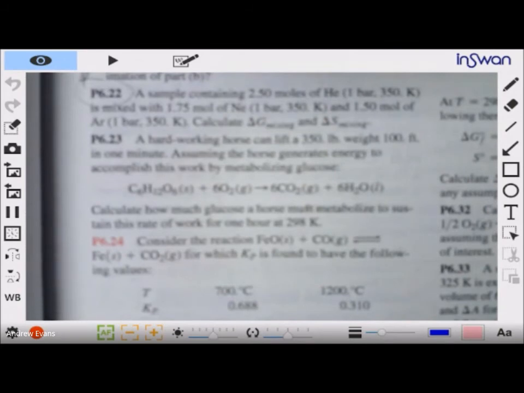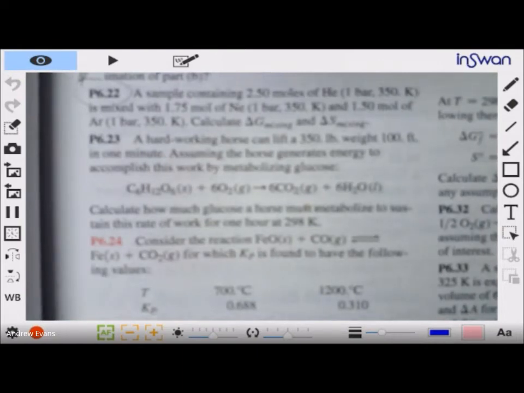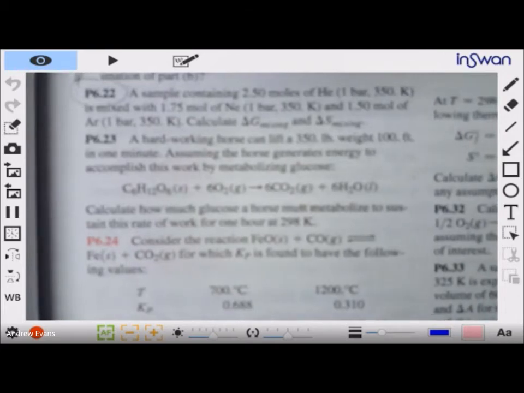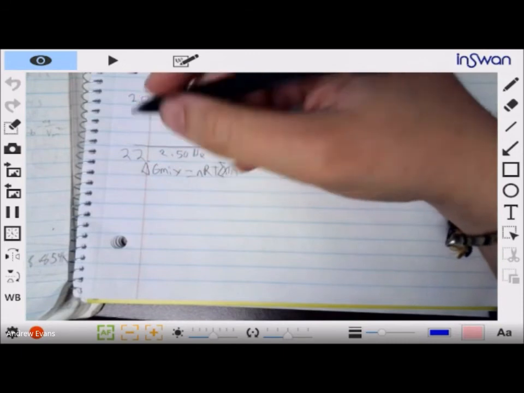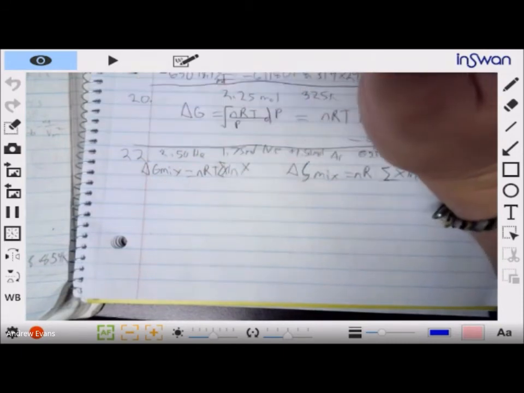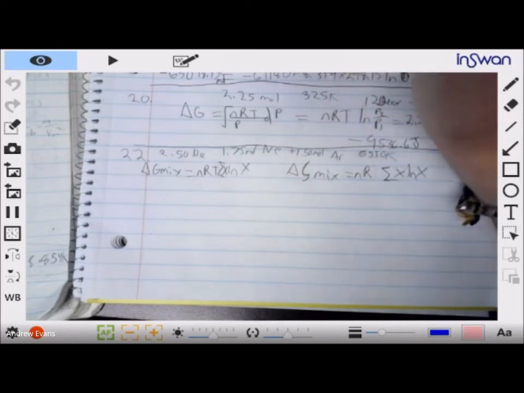Problem 22. A sample containing 2.5 moles of helium at 350 Kelvin is mixed with 1.75 moles of neon at 350 Kelvin and 1.50 moles of argon at 350 Kelvin. Calculate the Gibbs free energy of mixing and the entropy of mixing. Number 22 asks us to calculate the entropy of mixing and the Gibbs free energy of mixing for three gases: 2.5 moles of helium, 1.75 moles of neon, and 1.5 moles of argon at 350 Kelvin.